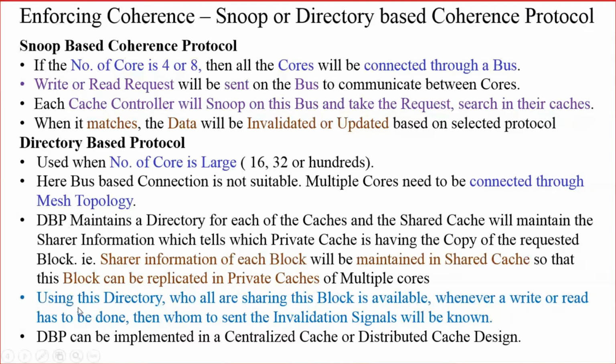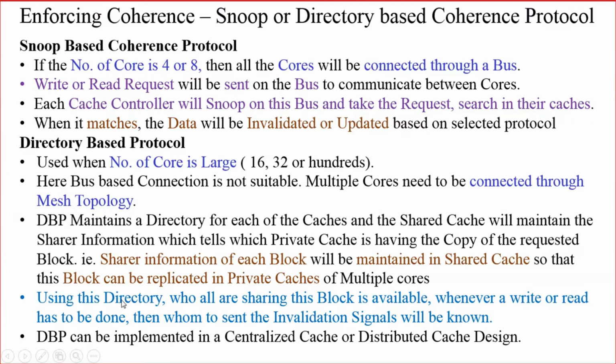What is the advantage of that? That is known as a directory. The sharers information of each block present in the shared cache is the actual directory. By using this directory, we can identify which cores are sharing the same block. So what is the advantage of that? Whenever a write or read has to be performed, we already know to which processors the invalidation signal should be sent.